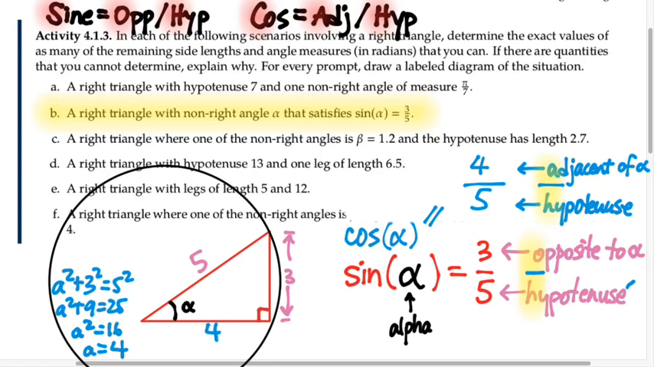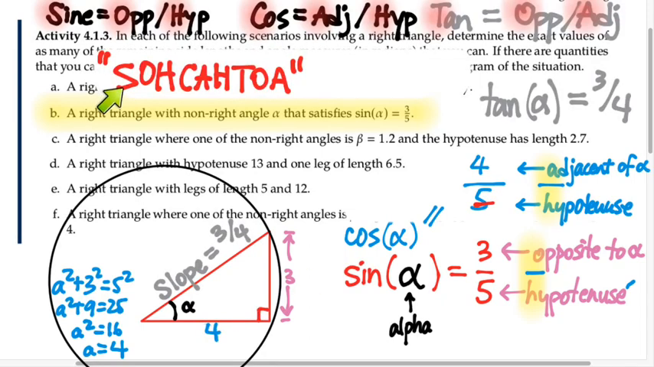Let's do the very last one of these. What happens if I don't know the hypotenuse? What if I want to use the two legs instead to form a ratio? SOHCAHTOA. Sine is the opposite length over the hypotenuse. Cosine is the adjacent length over the hypotenuse. And tangent is the opposite over the adjacent.